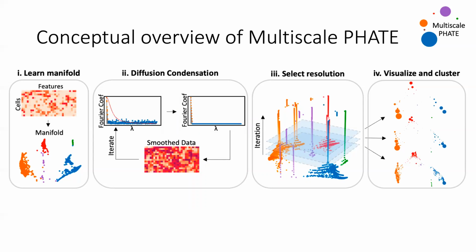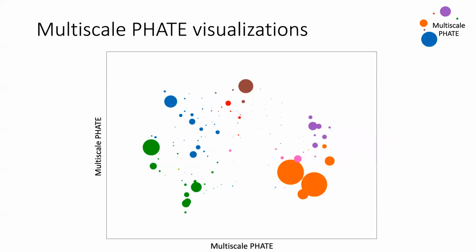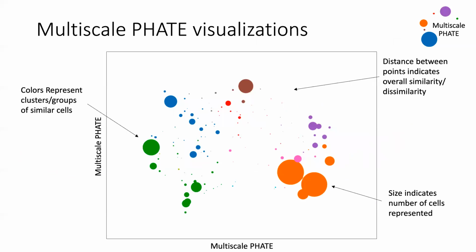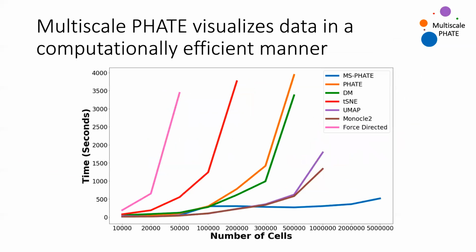By cutting it at a coarse level, we see fewer points, giving a higher level summarization of the data. And if we cut the tree at lower levels, we can see a finer grained or more detailed representation of the data. In these Multiscale PHATE visualizations, colors represent clusters. The size of each point denotes the number of cells that are represented in that point, or some view of the density of the data. And distances between points denote the overall similarity or differences between points.